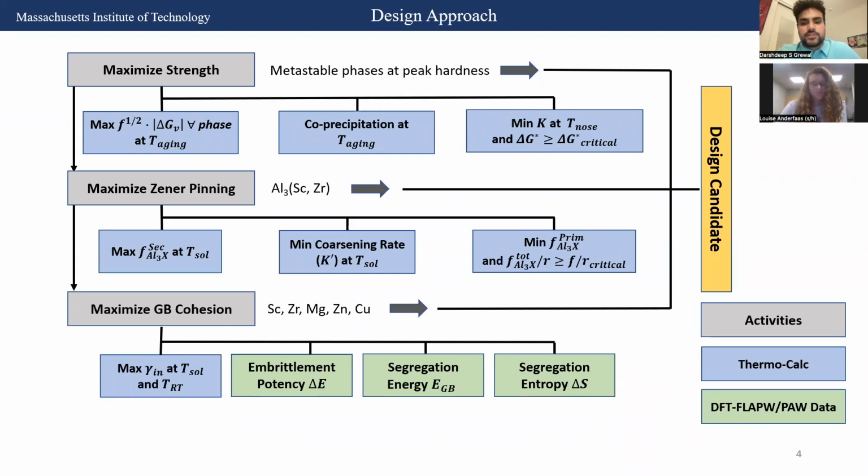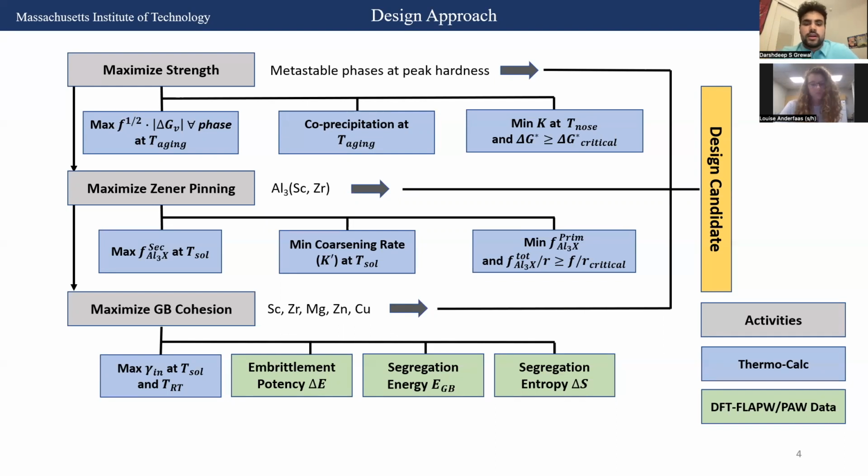First, we want to maximize strength. So we develop an order one strengthening model to predict the yield strength at the peak hardness. And at the same time, we apply constraints to improve the quench sensitivity resistance. Then to inhibit the recrystallization, we want to maximize the Zener pinning force exerted by the coherent L12 phases. So we introduce scandium and zirconium into our system for that. For the calculations, we employ Thermo-Calc software and the databases.